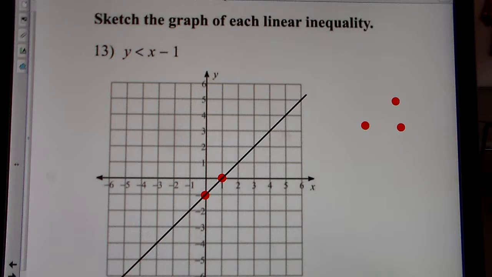Next, we have to figure out which side to shade. So what we do there, we put 0 in for x and 0 in for y. If this 0, 0 point, right here, I'll put it with a red dot. If that 0, 0 point is telling the truth, meaning we got a true statement when we put 0, 0 into our equation, that means this entire side gets shaded, this entire side of the line. If it's false, that means the other side is going to be shaded.